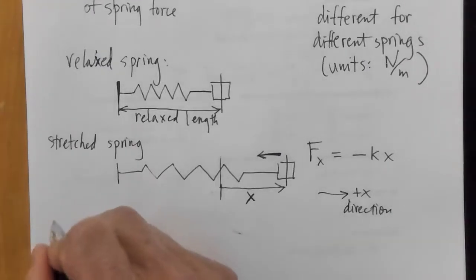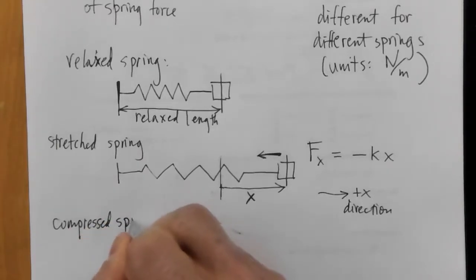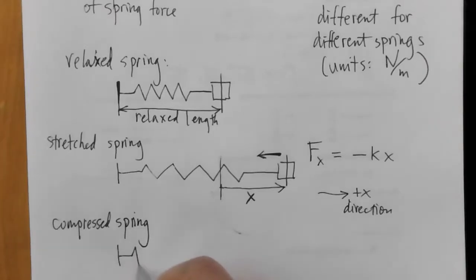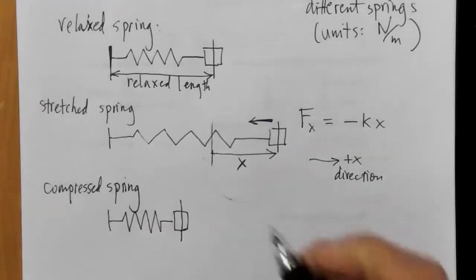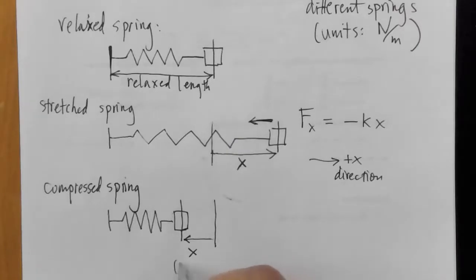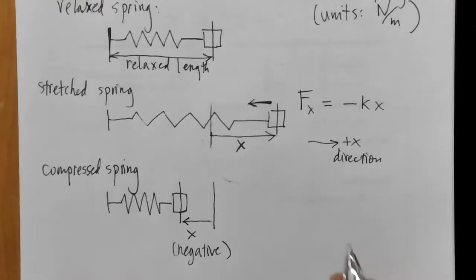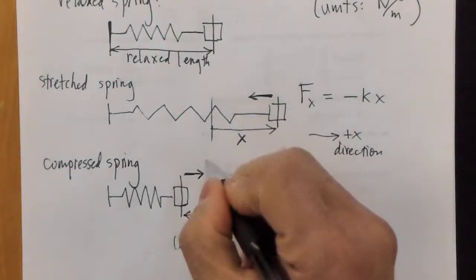Now, if I have a compressed spring, it goes in the other direction. Compressed spring. So here I have it all bunched up like this. It's all compressed. This is where the mass is located. This is where it wants to be. And so now the x will be in this direction. It's negative. Negative value of x. And in this case, the force is going to be going in this direction.